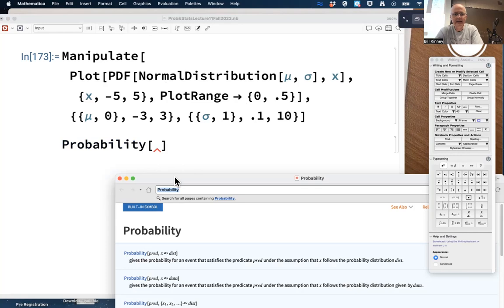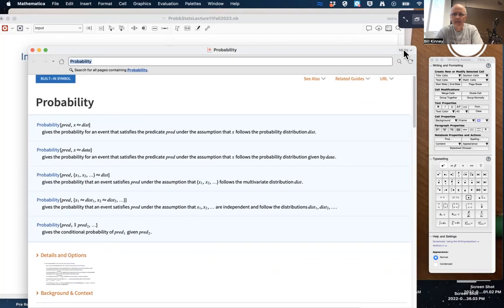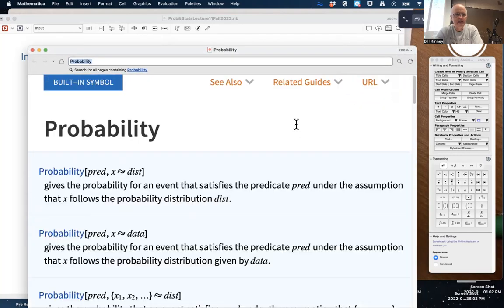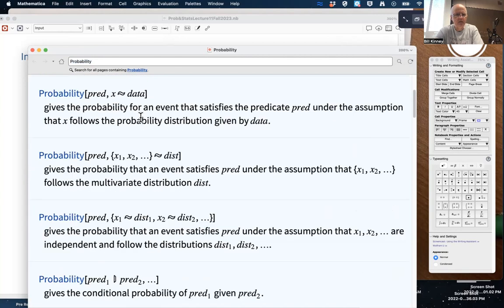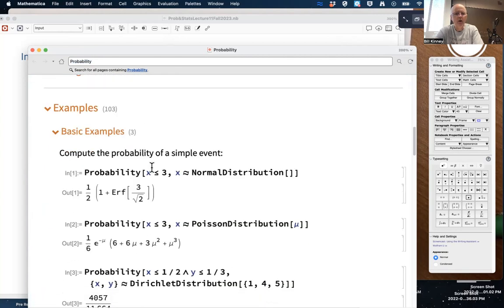Probability. Let's see. I think evidently you put the distribution over here. It's a little confusing. Look at an example. Okay, this is good. This is kind of nice. And if you're unsure how to get this funny thing in there, I'm just going to copy and paste it.